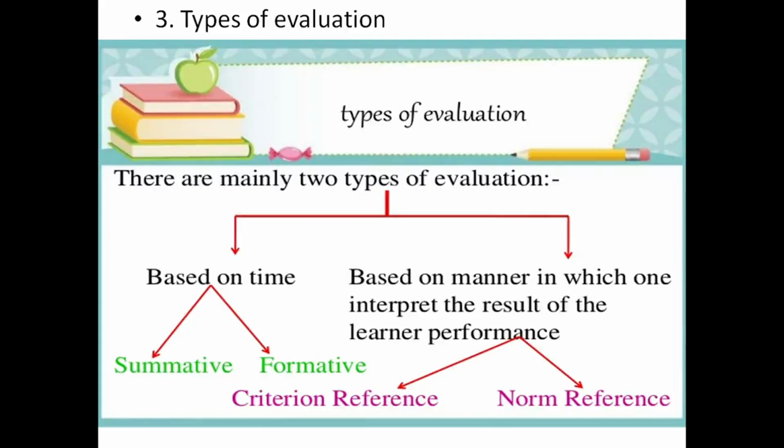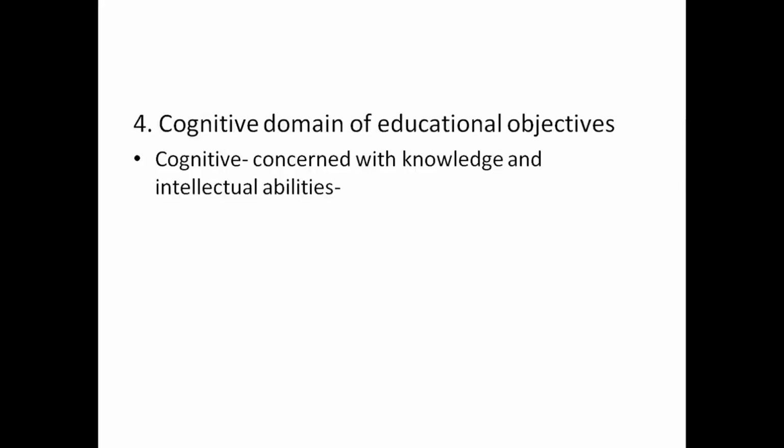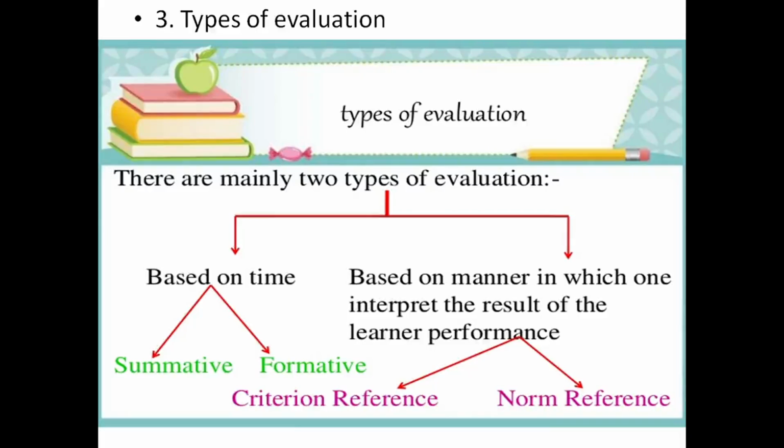The third question was types of evaluation. There are mainly two types of evaluation. The first is based on time, and the second is based on the manner in which one interprets the result of the learner performance. Based on time, it may be summative or formative. Based on the manner in which one interprets the result of the learner performance, it is criterion referenced and norm referenced. The explanations of this you can see in my other video, evaluation part 2.